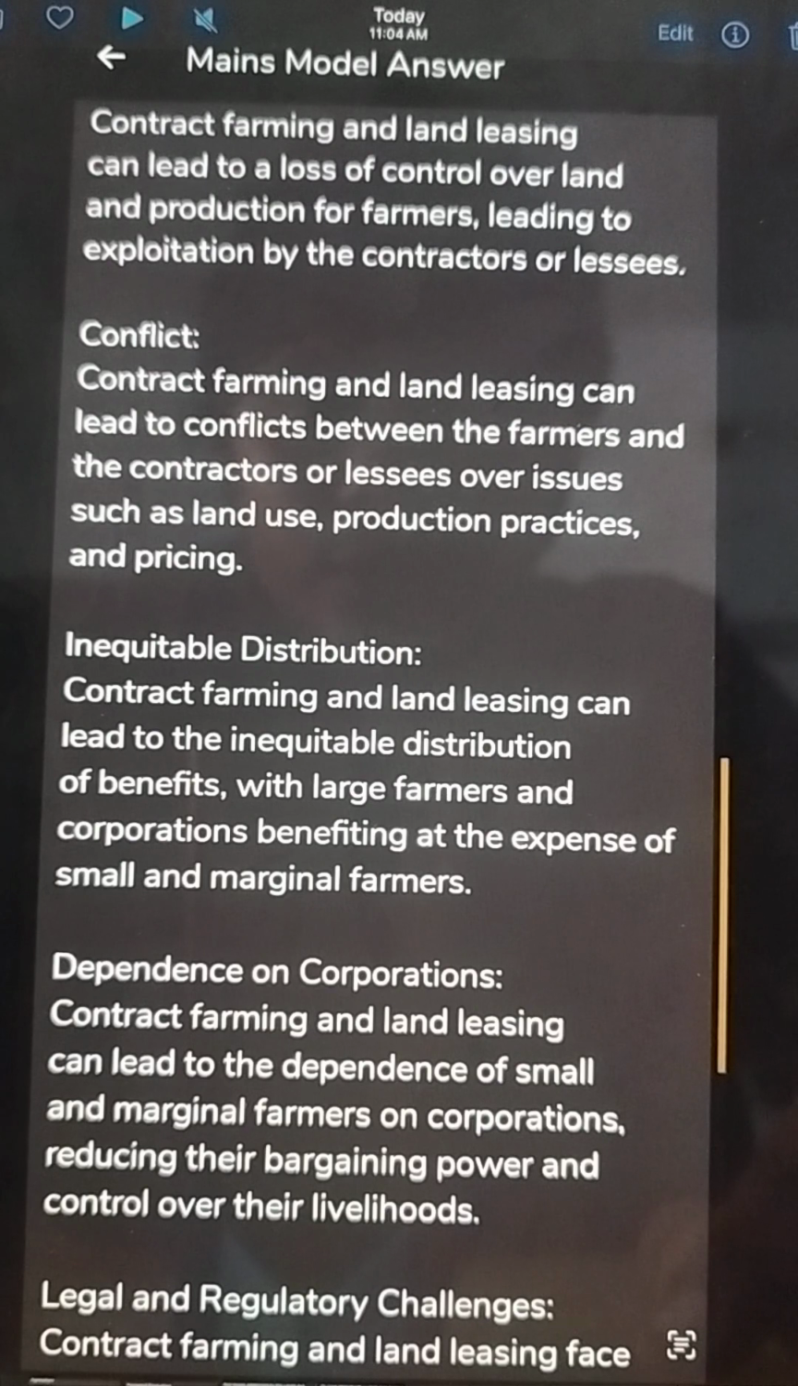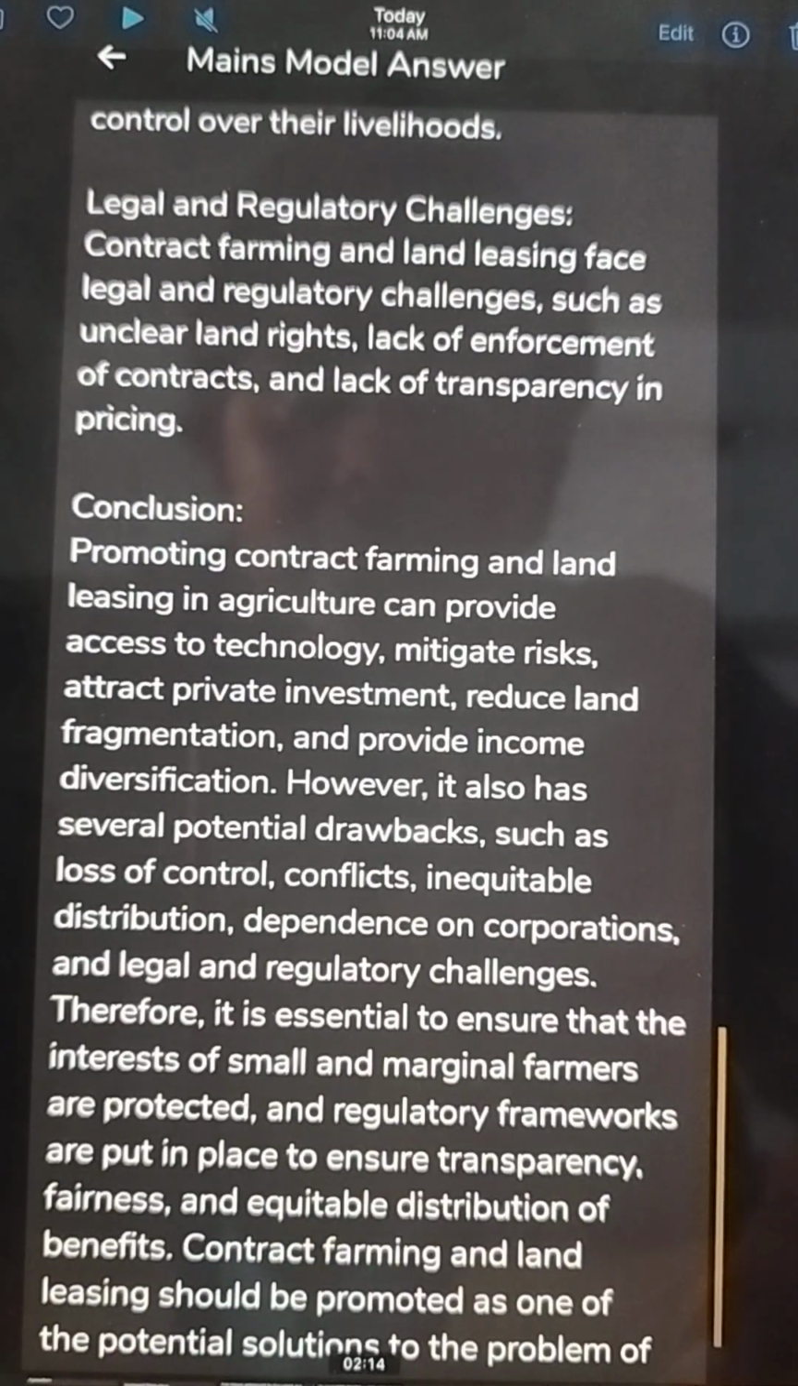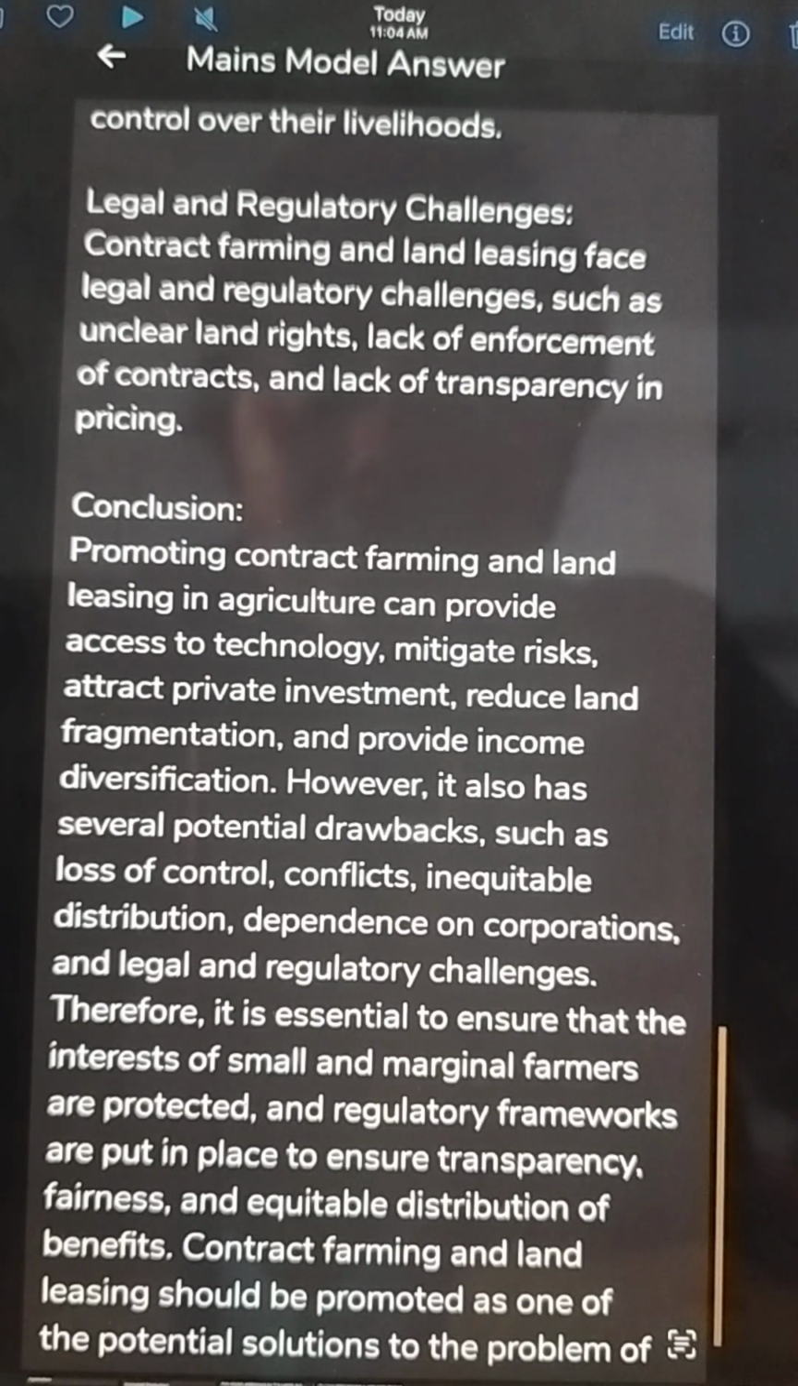Then dependence on corporations. Contract farming and land leasing can lead to the dependence of small and marginal farmers on corporations, reducing their bargaining power and control over their livelihood. Then legal and regulatory challenges. Contract farming and land leasing face legal and regulatory challenges such as unclear land rights, lack of enforcement of contracts, and lack of transparency in pricing.